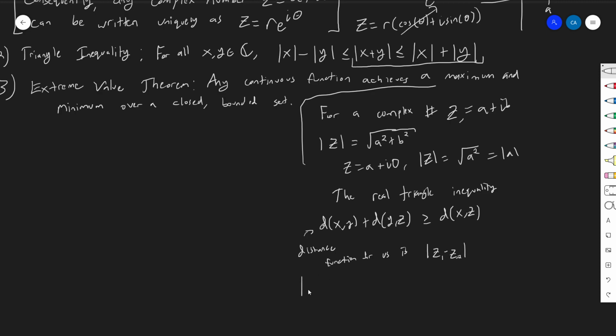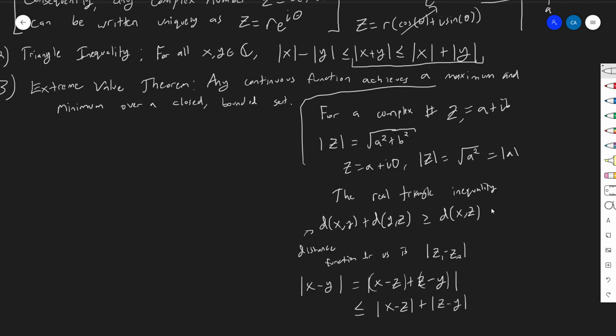Well, no, I guess you don't have to. Let me try that one again. x minus y is equal to x minus z plus z minus y. Put parentheses around these guys. And this is the distance between x and y. And so I know that that distance has to be less than or equal to the distance from x to z plus the distance from z to y, or from y to z, because obviously the distance is the same for both.